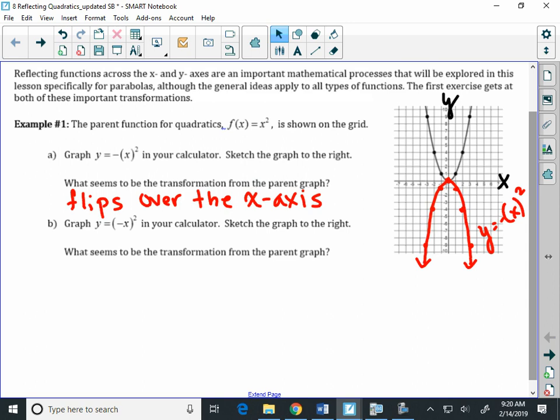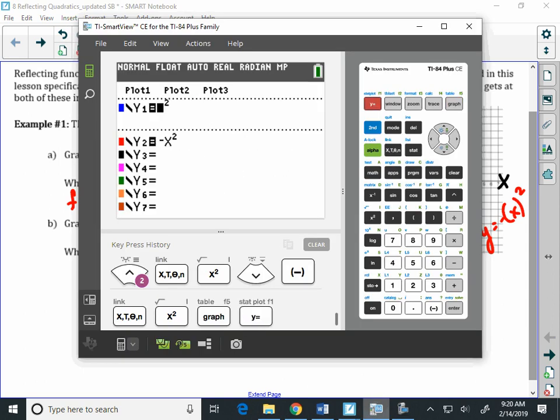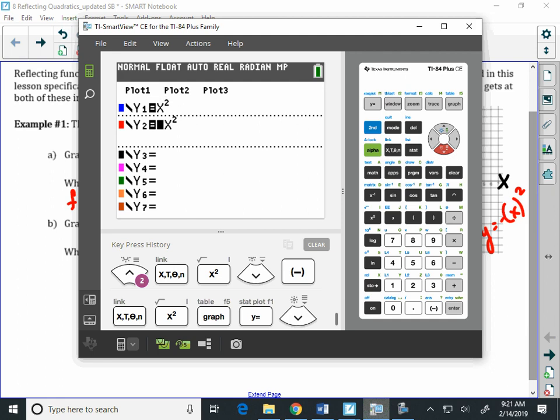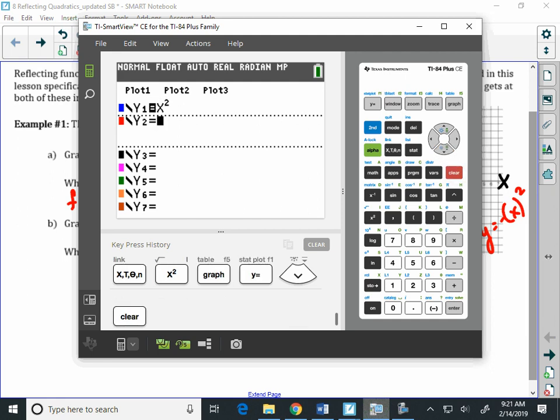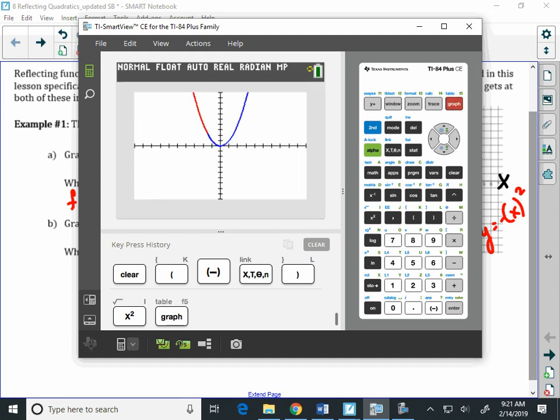So let's change that up. We'll leave our parent function in our first graph. But now, instead of negative x squared, we're going to put parentheses, negative x, squared. And watch close here, because it'll be fast. And I hit graph. There's the blue. Look what happened. The red landed right on top of the blue.